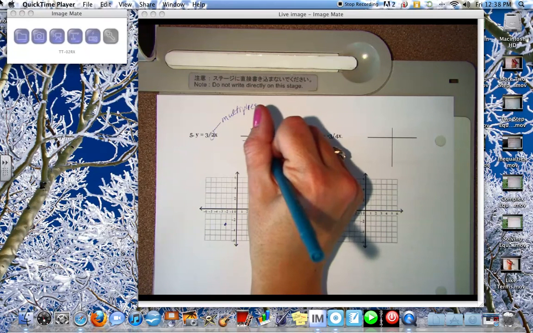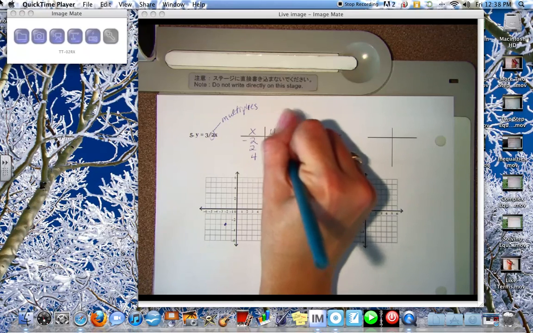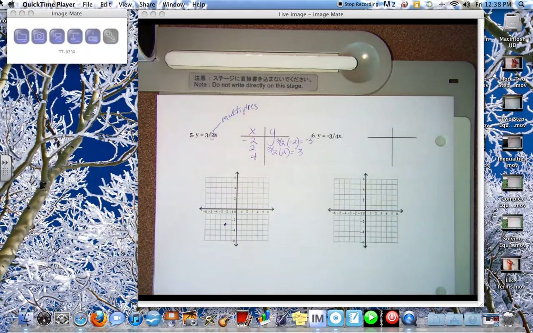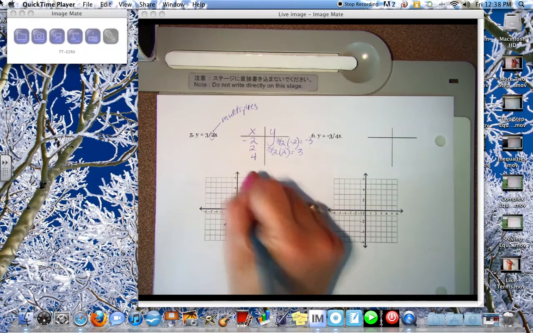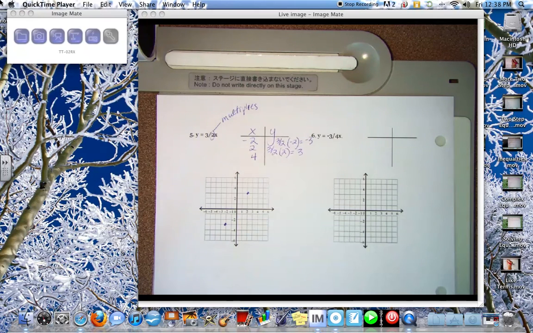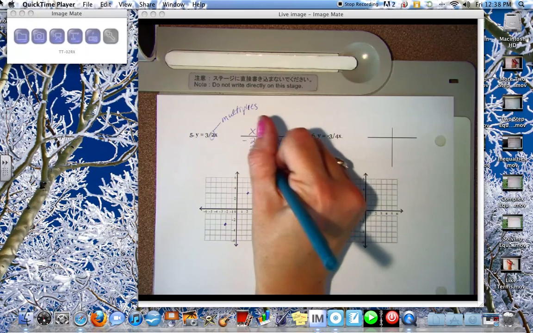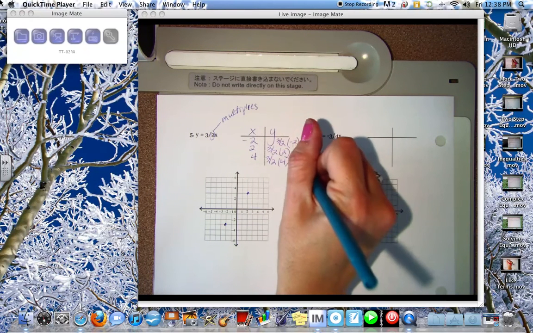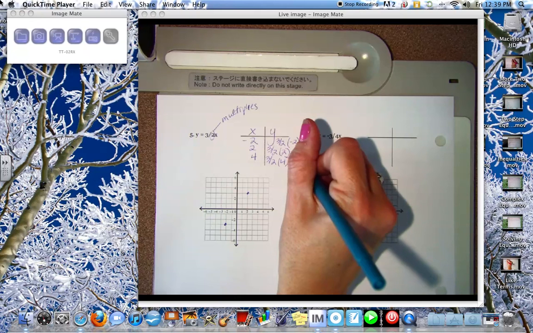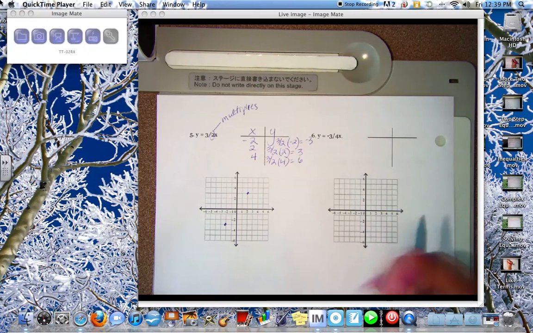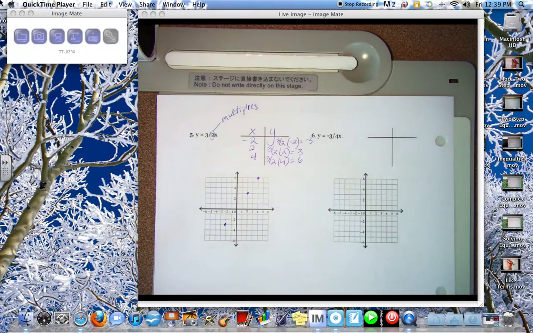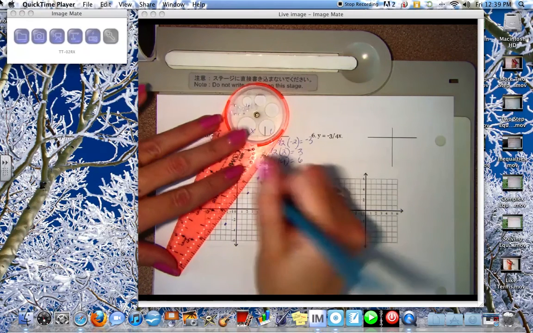The next point, 3/2 times 2 gives me 3. So I'm going to go over 2 and up 3. And the last one is 3/2 times 4, which gives me, not 10, 6. So I go over 4, up 6. Do I have a straight line? Yep.